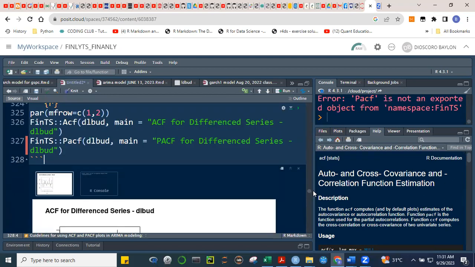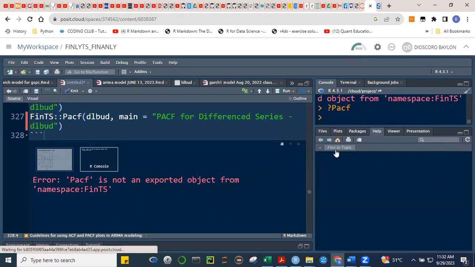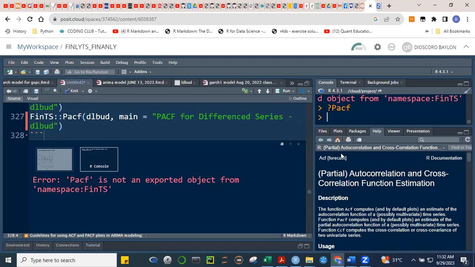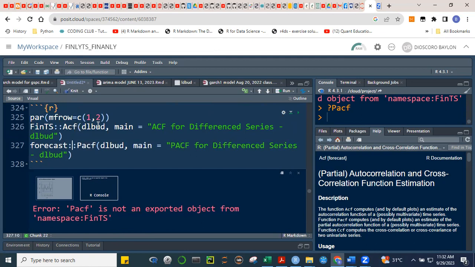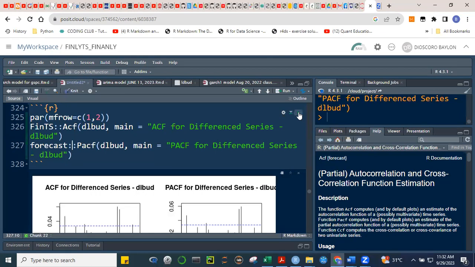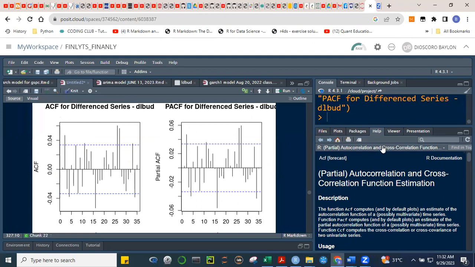Okay, so you have a separate, hindi siya nagsama, no? Oh, wait, sorry, PACF. My bad, hindi pala galing dun. Okay, sorry class. So yung PACF comes from your forecast package. Okay, apologies for that. Hindi ko kinakabisado, no? Okay, I should have memorized that already. FinTS, your ACF, and for your forecast package, your PACF. So let's run this again. Okay, so meron na, no? So notice yung plot natin, one row, two columns.